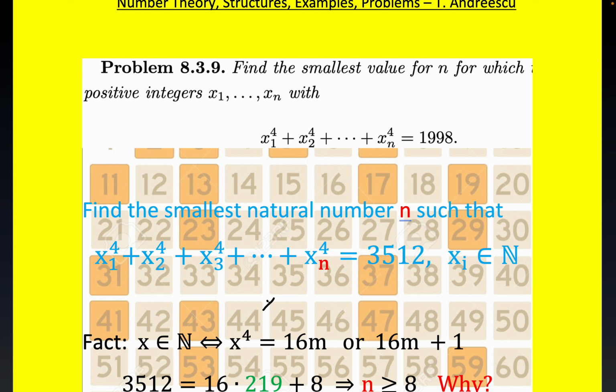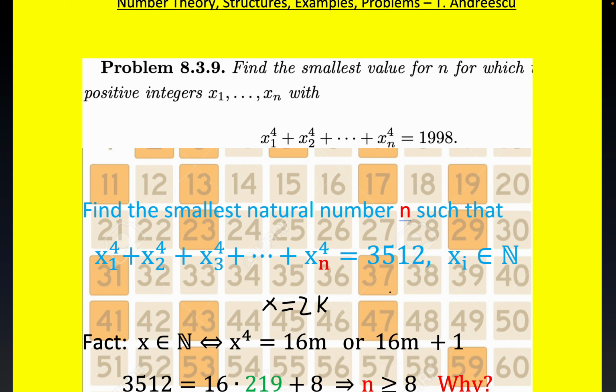since x can either be an even number. We'll just say x is equal to 2k, k an integer. All right, that's a possibility. And if you square x, you see where the 16 comes from, right? And m would be k squared.